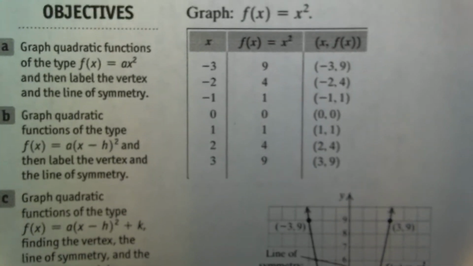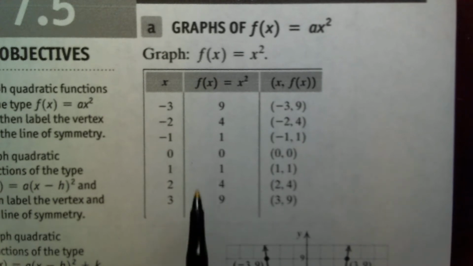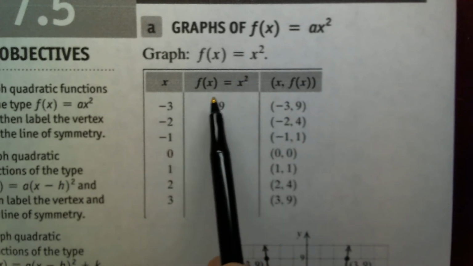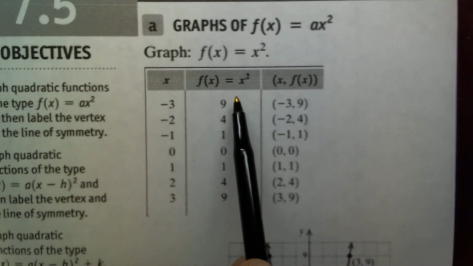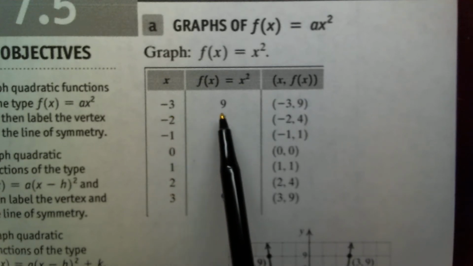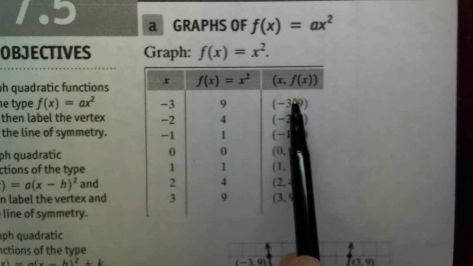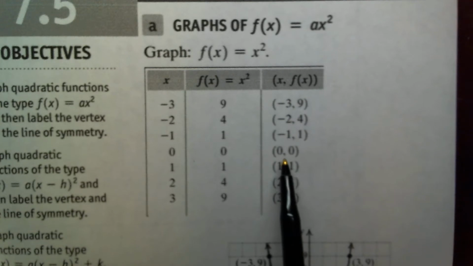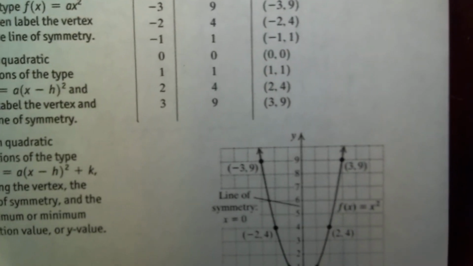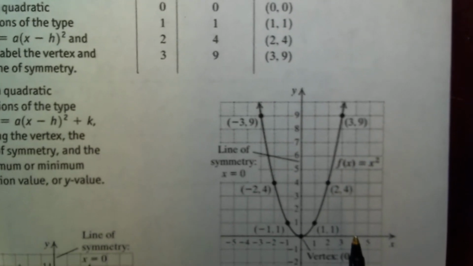We begin this consideration by looking at f(x) = x². We select some values for x, and then compute the corresponding function values. f(x) = x², so (-3)² is 9, (-2)² equals 4, etc. Then we have the ordered pairs (x, f(x)): (-3, 9), (-2, 4), etc. This one goes through the origin (0, 0), and then (1, 1), (2, 4), and (3, 9). And when we plot these ordered pairs, it looks like this.